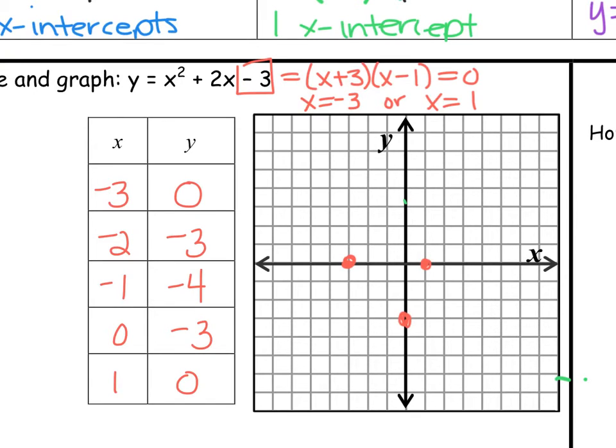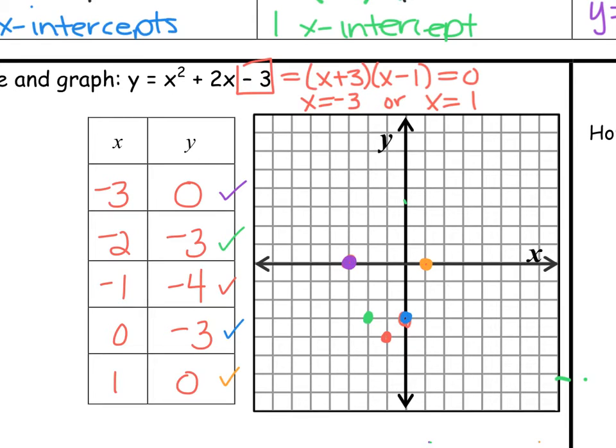So if we go ahead and graph these points, I'll graph this one first. Negative 3, 0 is right here. We already said that was one of our x-intercepts. And then if we graph negative 2, negative 3, that's this point right here. Then if we graph negative 1, negative 4, that is this point right here. And then we have 0, negative 3 is this point right here. And then finally we have 1, 0, which is this point right here.